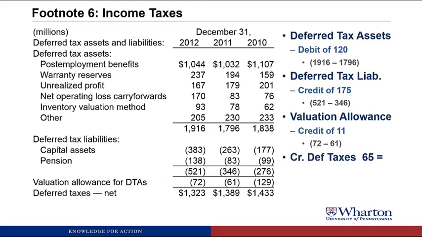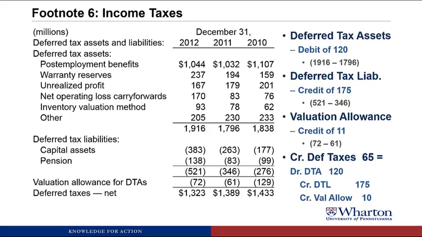So instead of having just a credit to deferred taxes for 65, we can replace this credit with a debit to deferred taxes of 120, a credit to deferred tax liabilities of 175, and then to balance it out, a credit to the valuation allowance of 10. Now, this is not a journal entry where we need our debits to equal our credits. Instead, these three items are replacing the credit to 65. So we need these three items to add up to a net credit of 65. And as I'll show you in a second, we'll replace that in the journal entry.